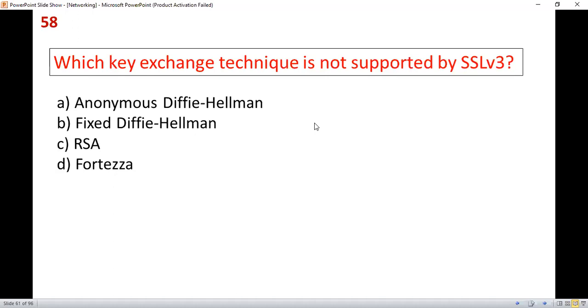Fortezza is a security technology designed to enforce data integrity, originator authentication, non-repudiation, and confidentiality. Fortezza personalizes security through individual cryptography devices, and the PC card, also called the Fortezza crypto card. The Fortezza works as a card. So for this question, the key exchange technique not supported by SSL v3 is Fortezza.